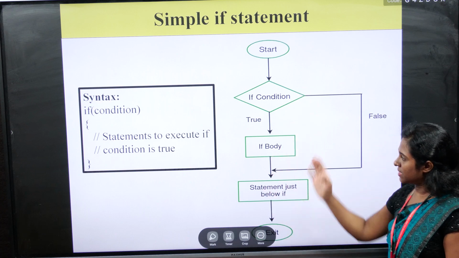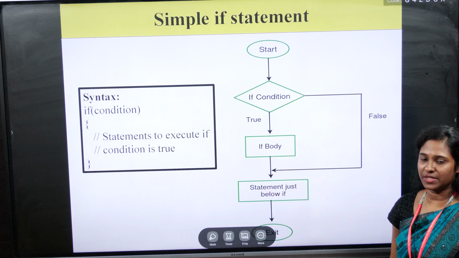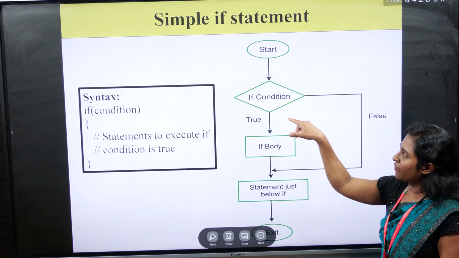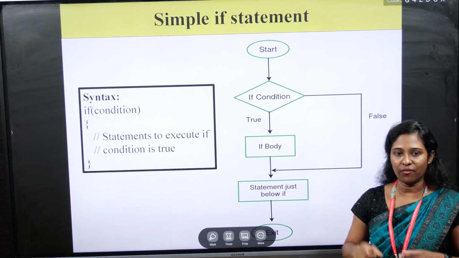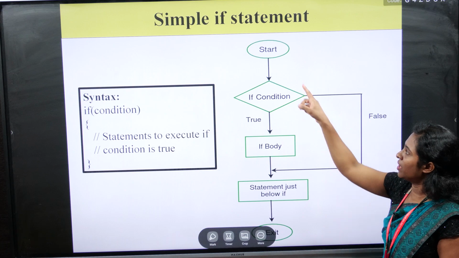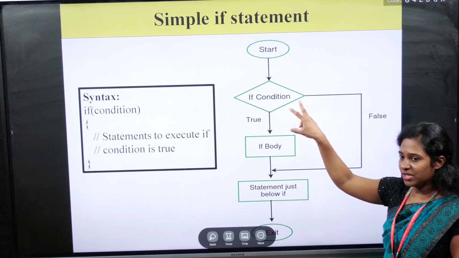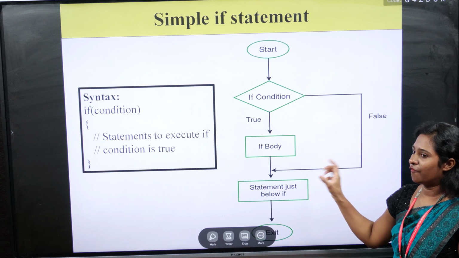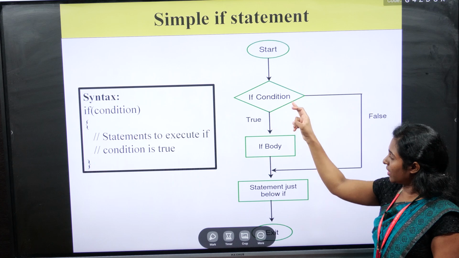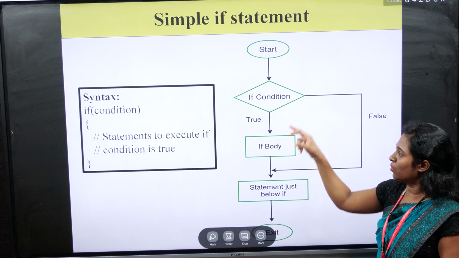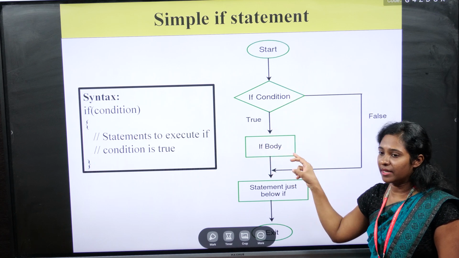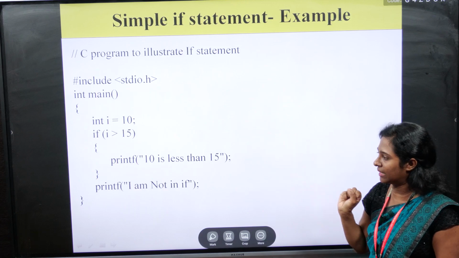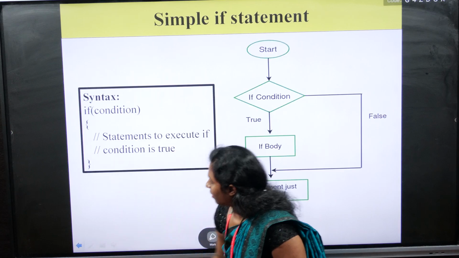And this flowchart explains how a simple if statement works. Here we start the program, and the if condition, since it is decision making, is put inside a diamond shape. A diamond shape will have two branches. One branch is the true part and the other is the false part. If the condition is true, the statements that are written inside the if body are executed. Those statements will be written inside a rectangle.